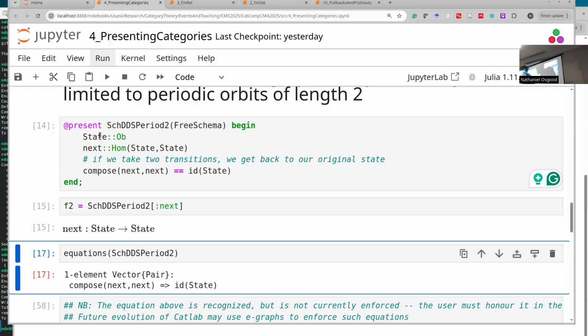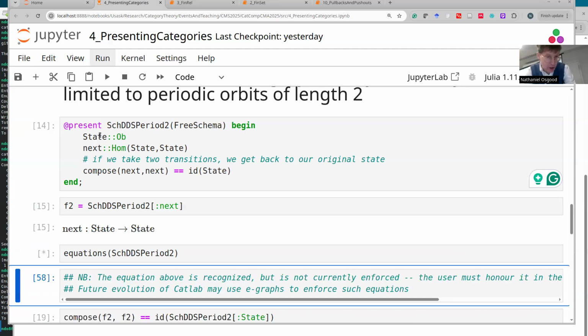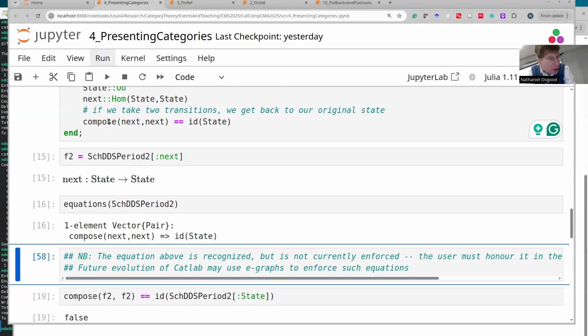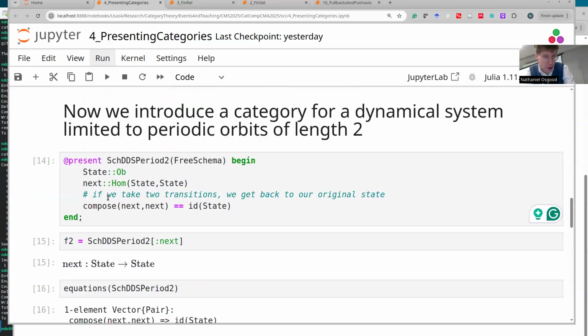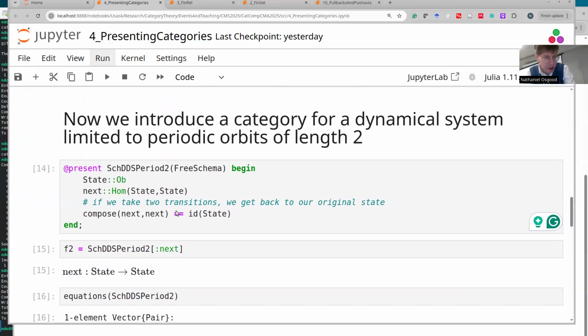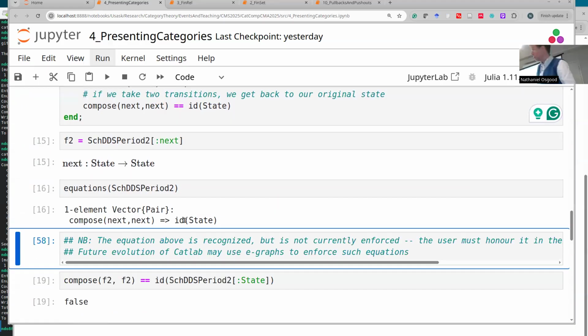So if I have this and I have a reference to this next for this one, we'll call it F2, I can see what equations apply for this category. These are called equations, these relations, and it says, aha, this is the equation. It knows about this equation.